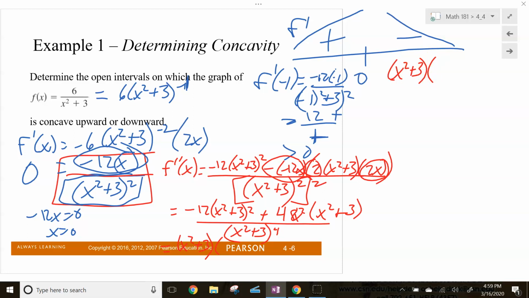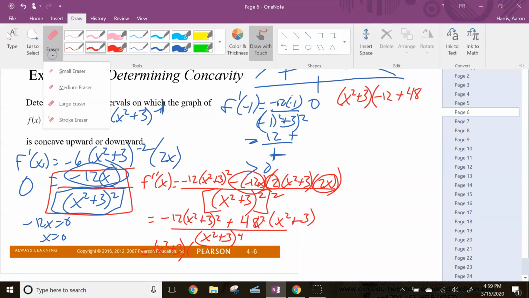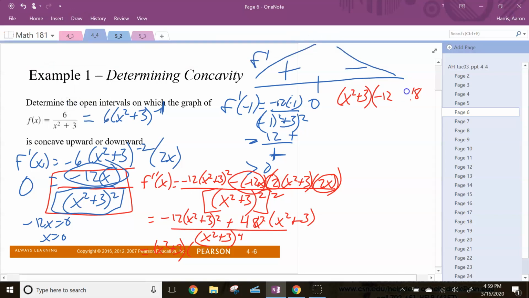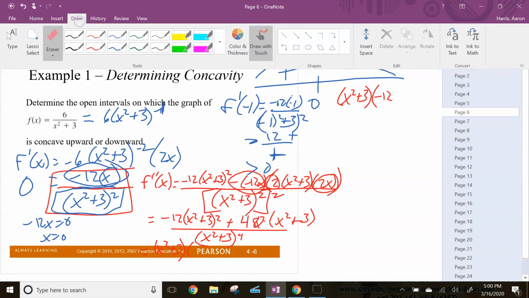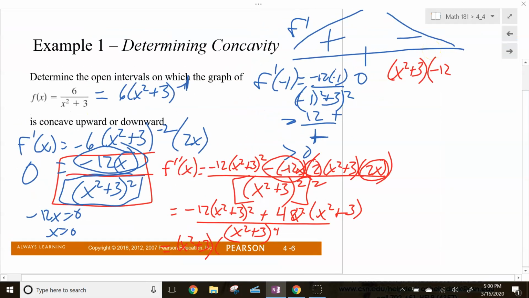So I have negative 12, plus 48. Whoops, negative 12. And I have plus 48x squared over x squared plus 3 to the 4th.